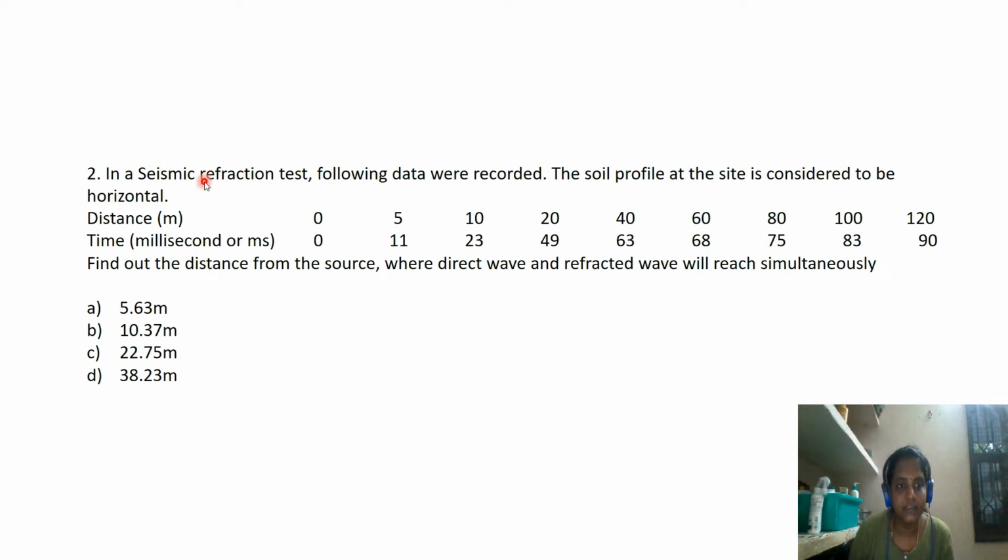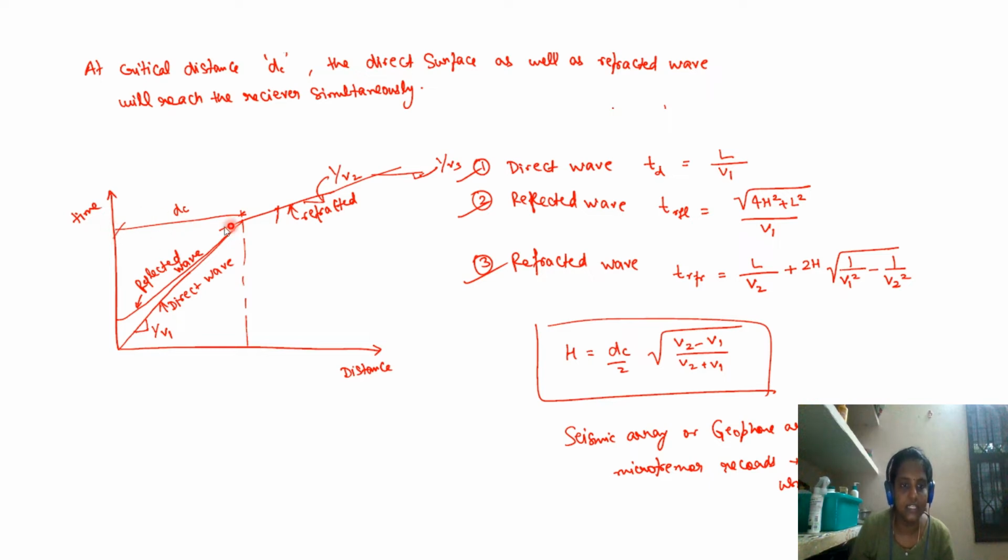In a seismic refraction test, the following data were recorded. The soil profile at the site is considered to be horizontal. So we are conducting a seismic refraction test, and the distance between the geophones is given. The distance is given, and the time of record of waves is given here in milliseconds. Find out the distance from the source where the direct wave and refracted wave will reach simultaneously. So they are asking the critical distance, the distance at which your direct wave and refracted wave will reach simultaneously. So this DC is what they are asking.